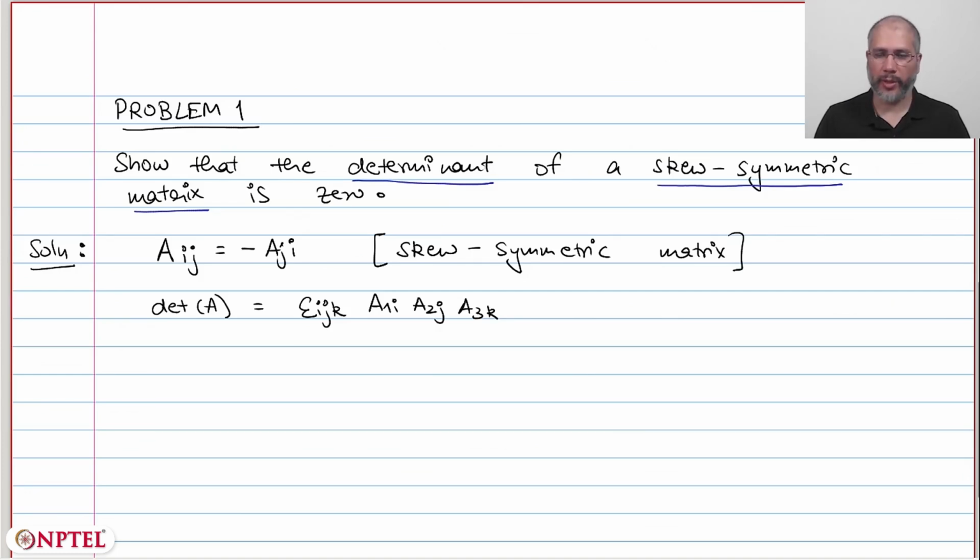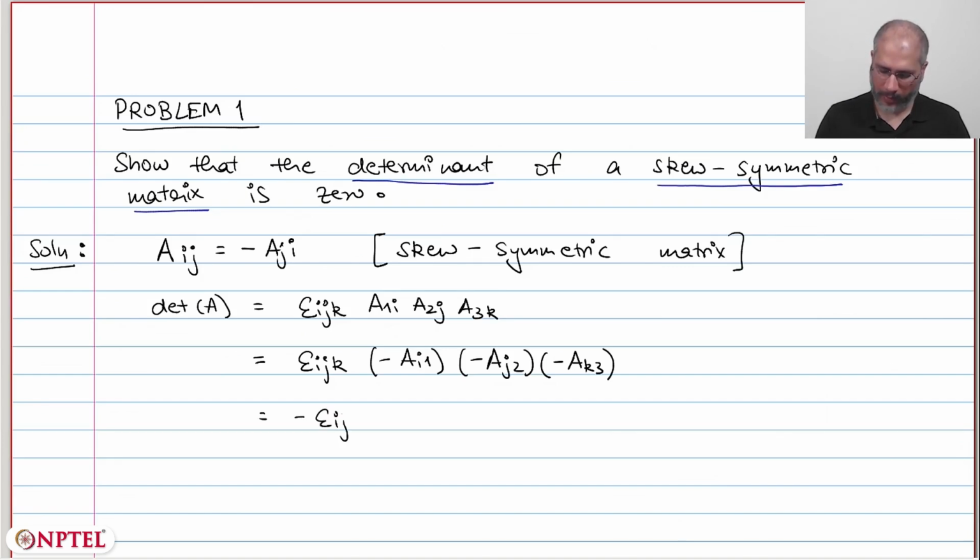Now what we'll do is, in this expression, we will substitute the skew symmetry property of A. So that becomes an epsilon ijk, and then a1i becomes a minus ai1, a2j becomes a minus aj2, and a3k becomes a minus ak3. So we have three minuses, so that becomes a minus overall. Epsilon ijk, ai1, aj2, and ak3.